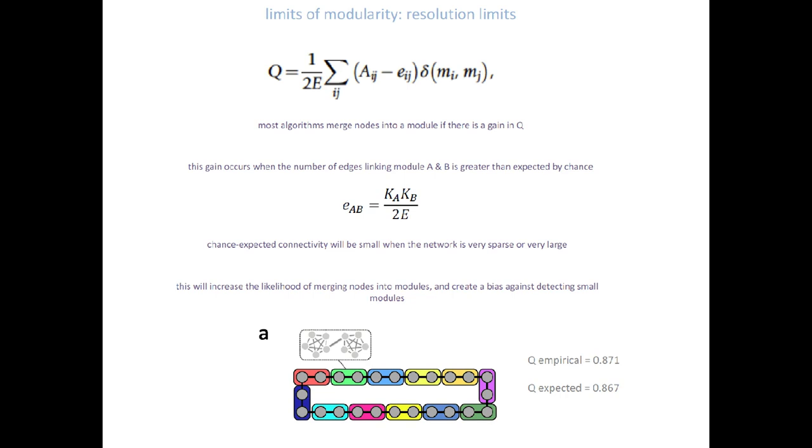Yes, there's a bit of a bias that struggles. It depends if this network is sufficiently large. If you've got fewer nodes, then it does okay. But as you increase the size of the network, it makes this term smaller, and then you see this bias.